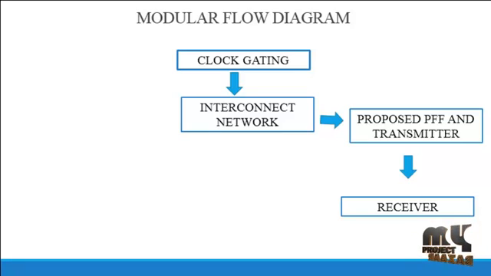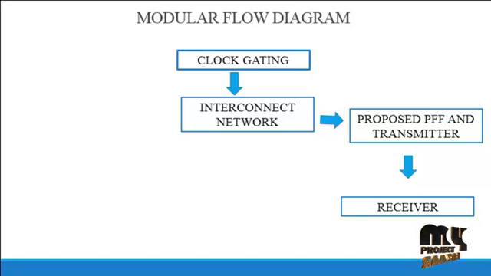After that, it is connected to clock gating. Clock is very important, and a high frequency clock is given to the overall circuit. The clock gating is fed into the interconnect network. The interconnect network is the interconnection between the CMOS driver and the receiver side. In the interconnect network, resistor and capacitor are used for filtering purposes.